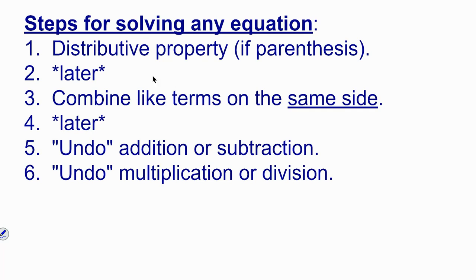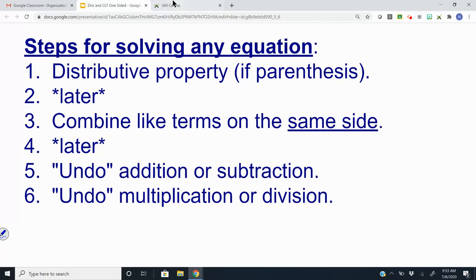And then the third thing, we'll get to the other missing ones later, is we're going to combine like terms on the same side. And this means the same side of the equal sign. So we'll get to that. Then we continue to work with the rest of the steps. We undo addition and subtraction, and we undo multiplication and division. So I'm going to go ahead and jump over to my Graspable Math.